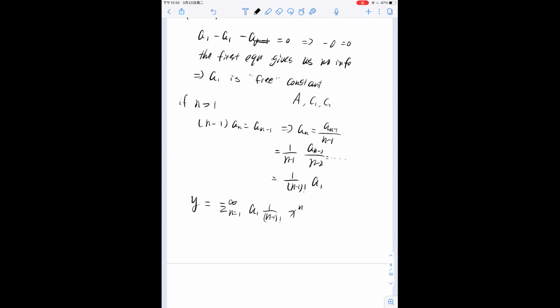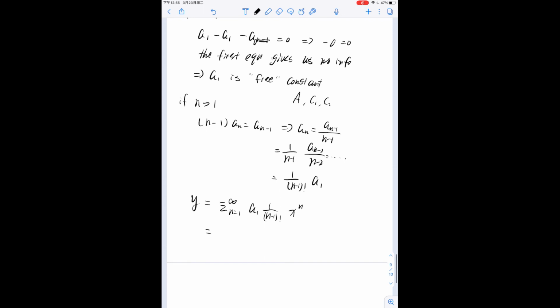And if we write it down like this, this term is exactly the exponential function, so it equals this.